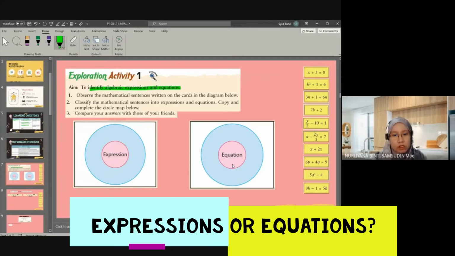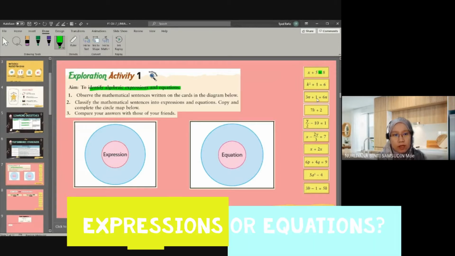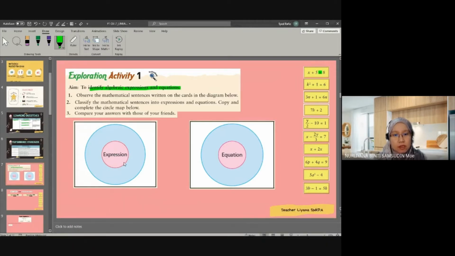Name equation, you must have this equal sign. This is only to categorize which given examples are expressions and which are equations. So let's start. This one, x plus 5 equals 8. Yes, this is an equation.